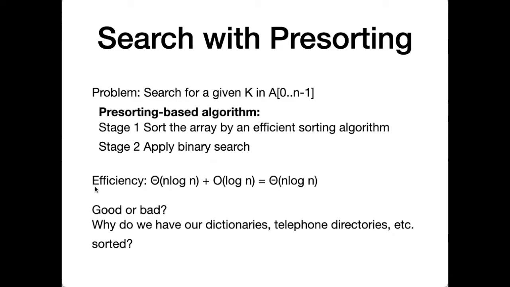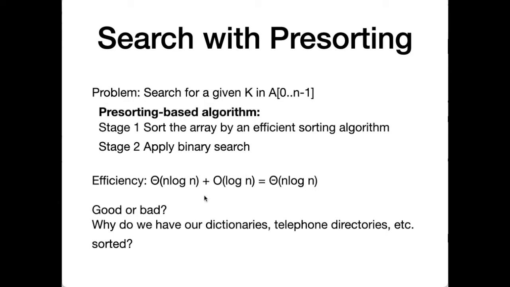So, the running time of the transform and conquer approach for searching is the running time of stage 1 plus the running time of stage 2. The running time for sorting is n log n, and the running time for binary search is log n.